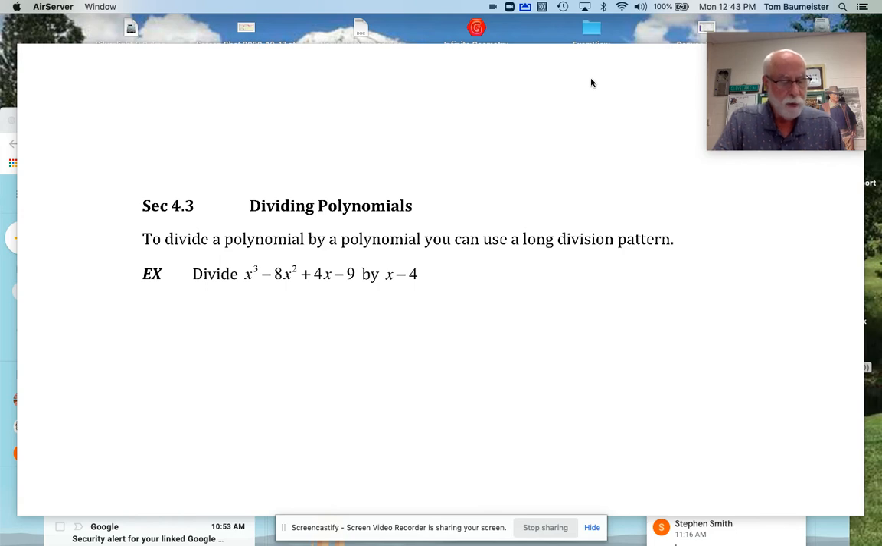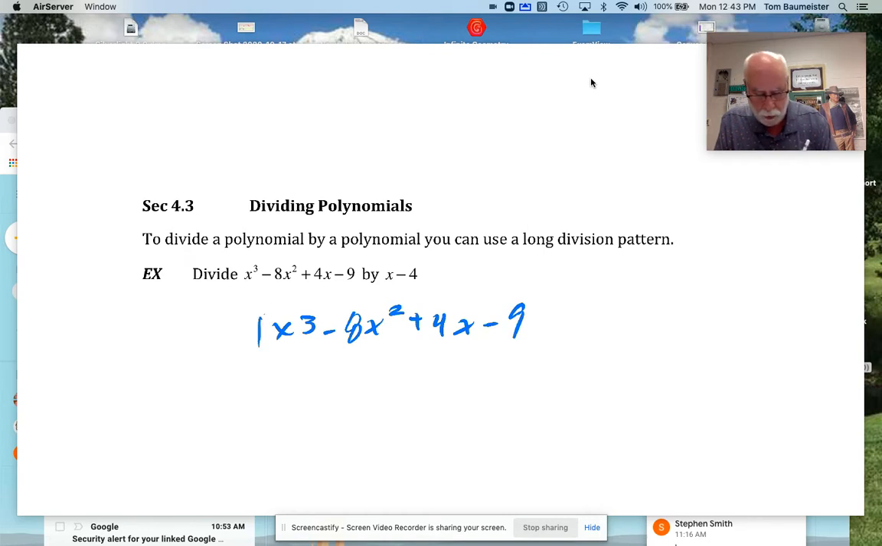All right, to divide a polynomial by a polynomial, you can use that long division pattern. I kind of just showed you one real quick with real numbers. Now we're going to do it with polynomials. So we're going to take our x cubed minus 8x squared plus 4x minus 9, and we are going to divide that by x minus 4.